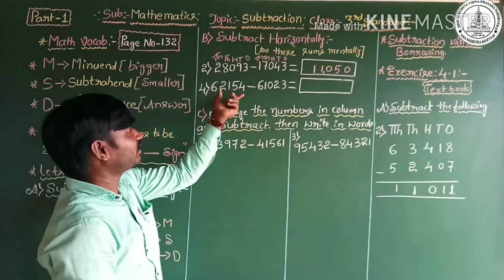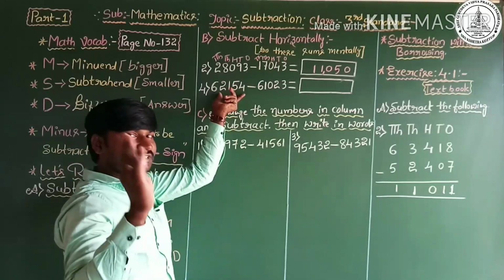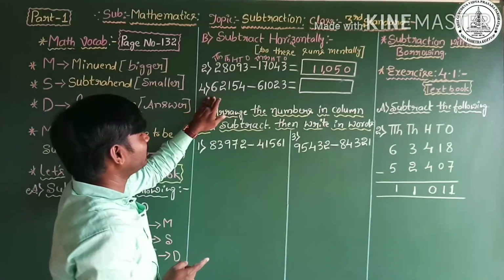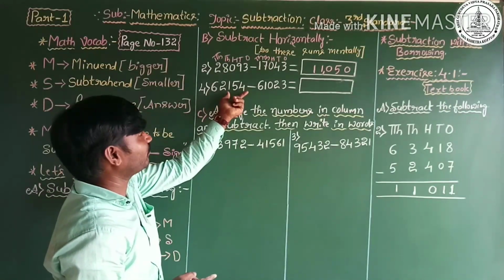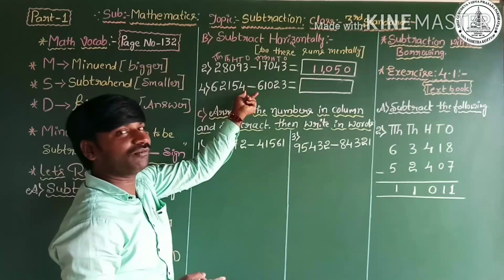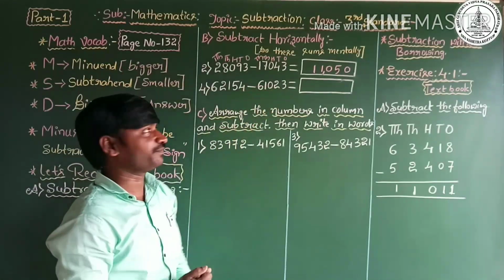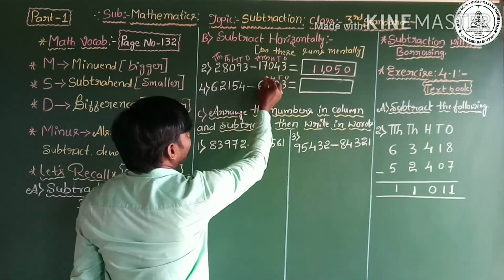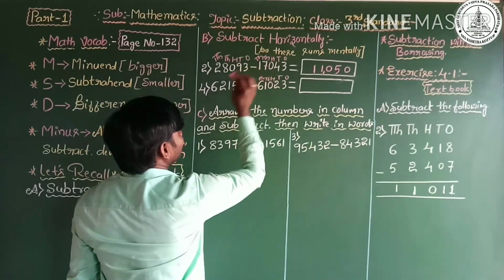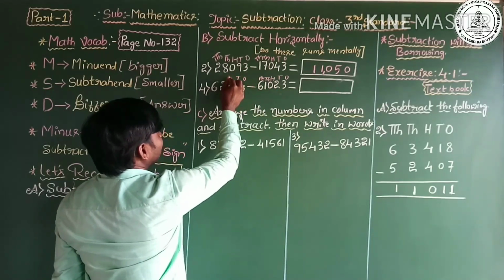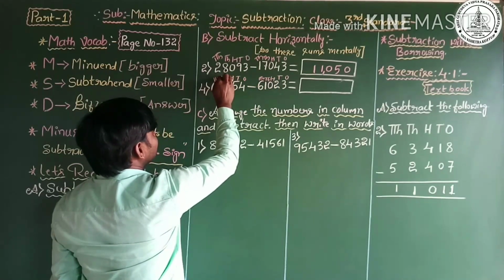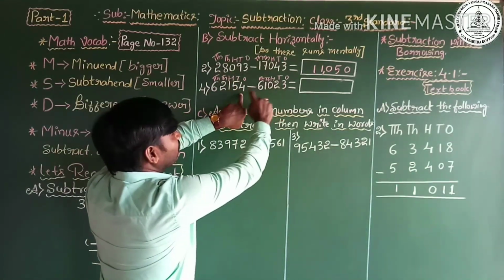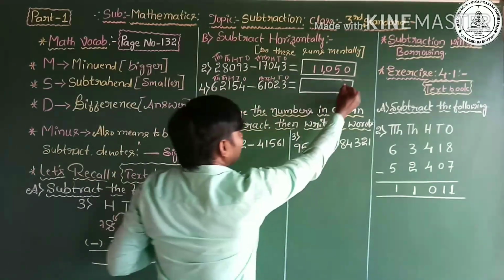Dear student, go to the fourth one. I think all of you are using your minds. Then next the fourth one: 62,154 minus 61,023. You know place values, you put the place values: ones, tens, hundreds, thousands, the next 10,000. Here also the same. Shall we start now? In the ones place, 4 here, 3 here. 4 minus 3 is 1.